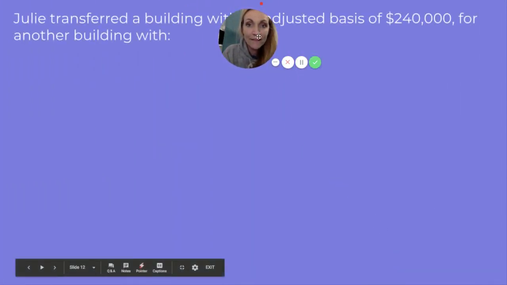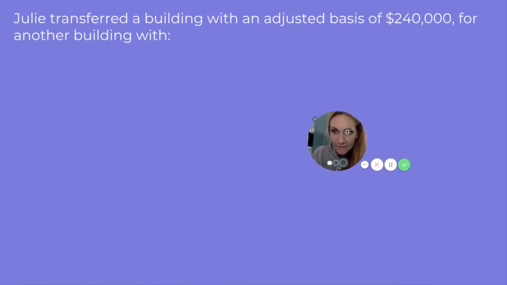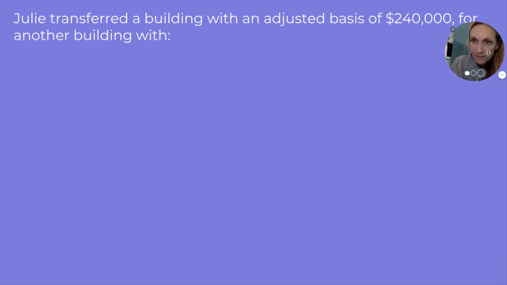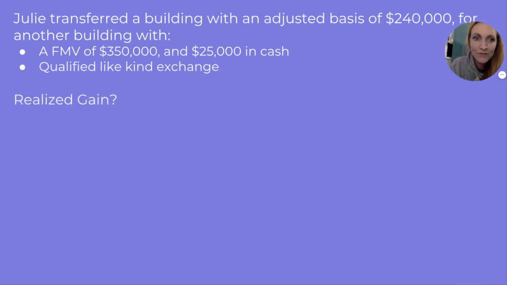Okay, another one. Julie transferred a building with an adjusted basis of $240,000 for another building with a fair market value of $350,000 and $25,000 in cash. It is a qualified like-kind exchange. What is the realized gain? How do we calculate the realized gain?